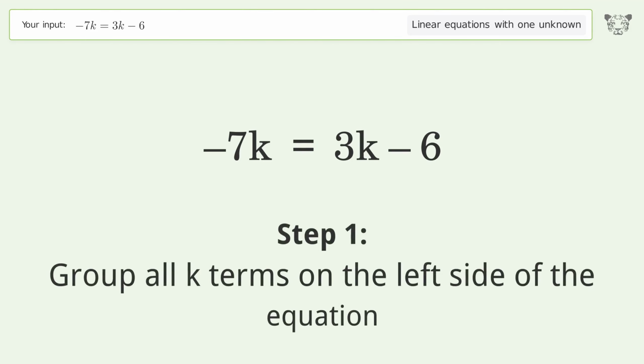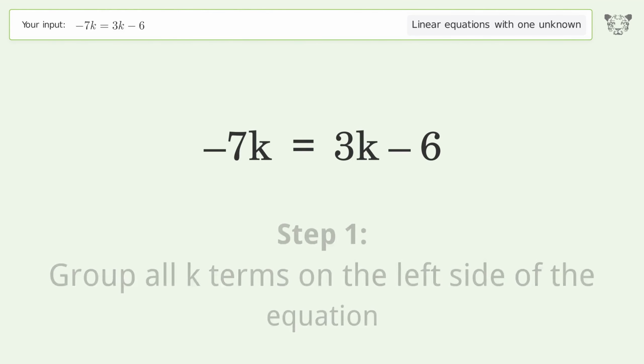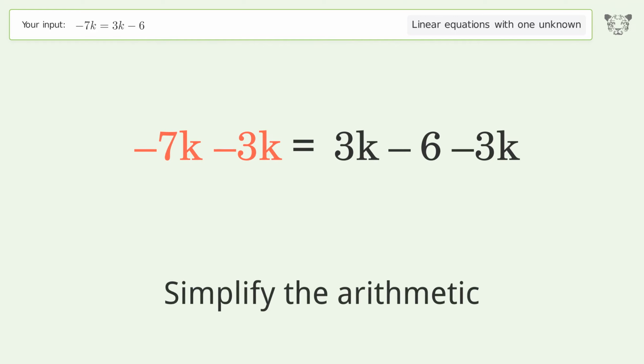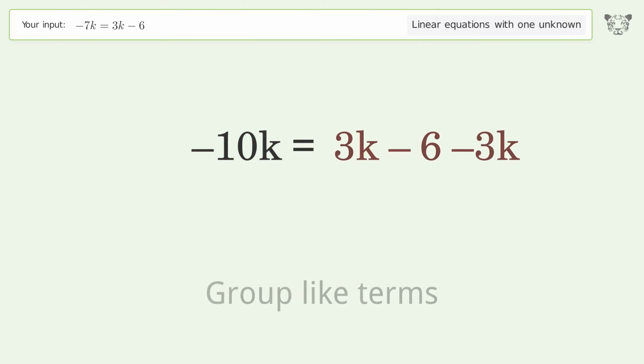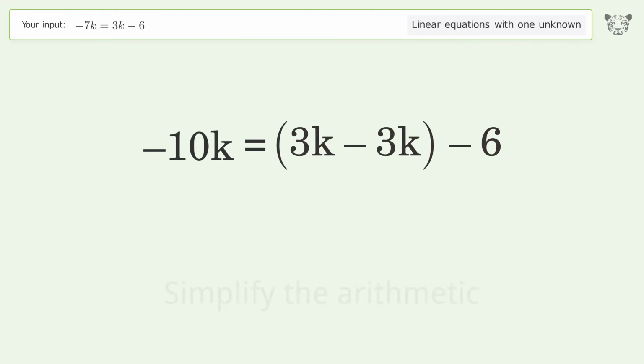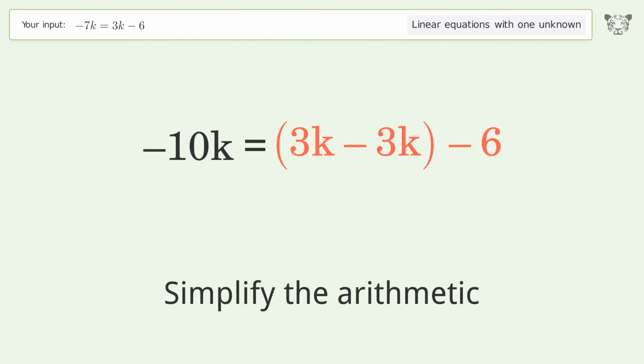Group all k terms on the left side of the equation. Subtract 3k from both sides. Simplify the arithmetic. Group like terms. Simplify the arithmetic.